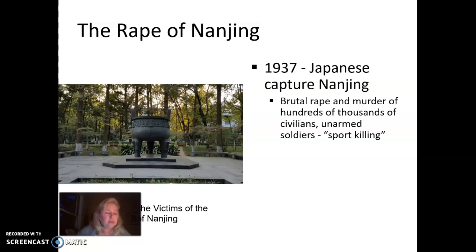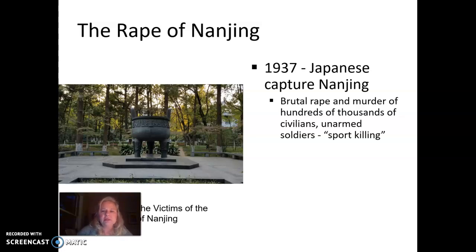I actually watched a movie about it once, and at the end of the movie, I found myself crying and actually vomiting. I mean, that's how disturbing it was to me to watch this movie, and I'm not going to say the name of it because I don't recommend it to anyone. But it was just pure horror for the people of Nanjing.